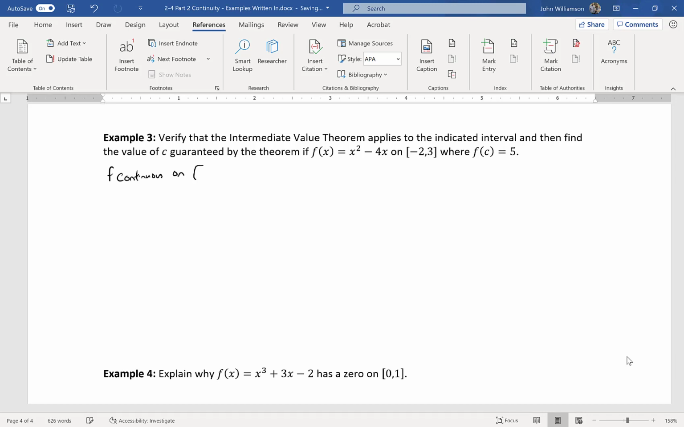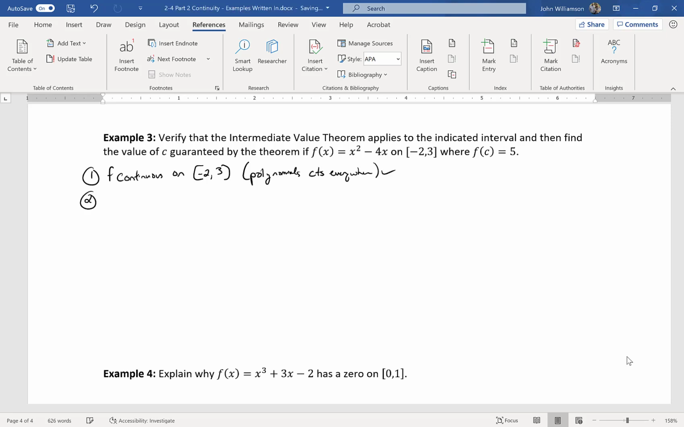on this closed interval -2 to 3. Why? Because it's a polynomial. Polynomials are continuous everywhere, right? So continuous on -infinity to infinity. And -2 to 3 is certainly in that interval -infinity to infinity. So it meets that piece. And yes, you got to show all of this.